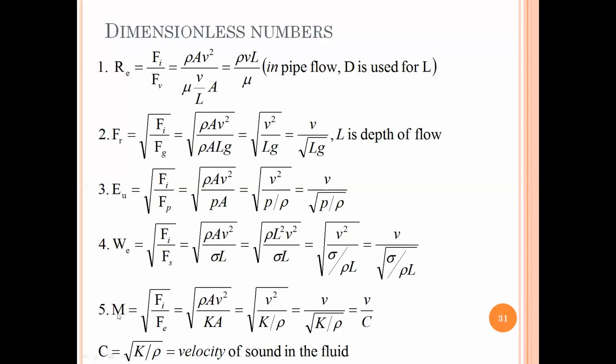Last is your Mach number. Here it is the square root of inertial force by elastic force. So rho A V square divided by K A, A will get cancelled. I'm taking rho down, so if I simplify it, I'll get V divided by root of K by rho. Your root of K by rho is C, where C is the velocity of sound in the fluid. So these are the different dimensionless numbers.